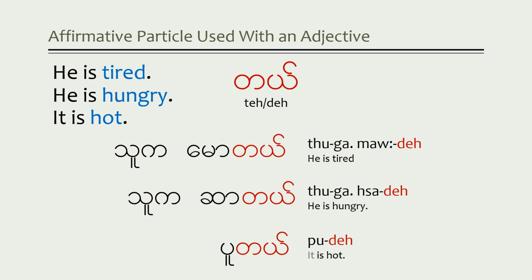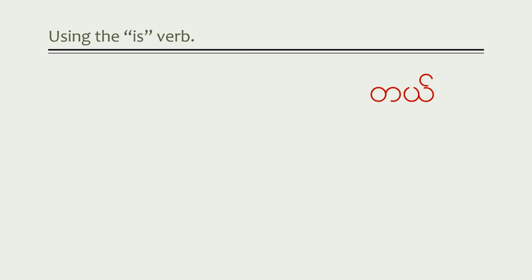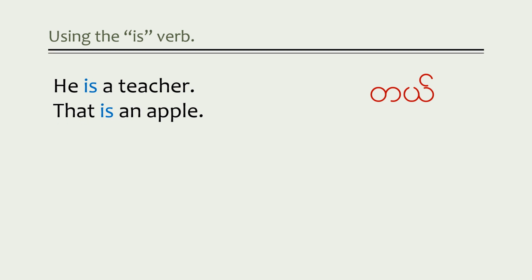Now there is a word for to be or is. When would you use it? While you don't use the verb to be with adjectives, it is used when you're identifying what something is. So for example, he is a teacher. That is an apple. Now in this case, you're going to use the affirmative verb particle ending, but what you need is the verb for is. And here it is.